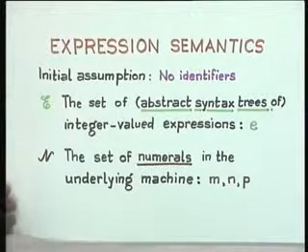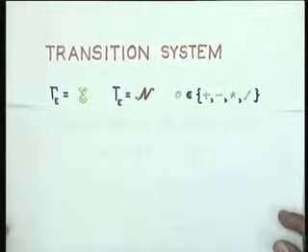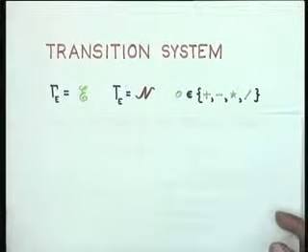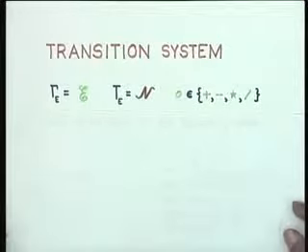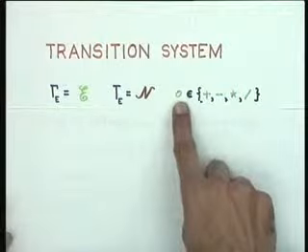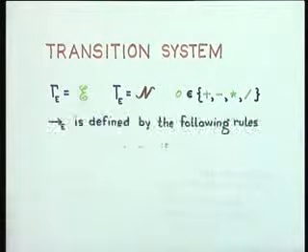We assumed a transition system, a set of abstract syntax trees of integer valued expressions, of which there was an underlying set of numerals with notations for them. We defined a transition system in which the set of configurations was the set of all possible expressions in the language. The set of terminal symbols were the numerals, and I use this general symbol to denote any of these binary operators, and we defined the transition relation by various rules.